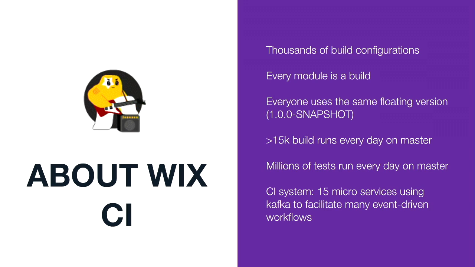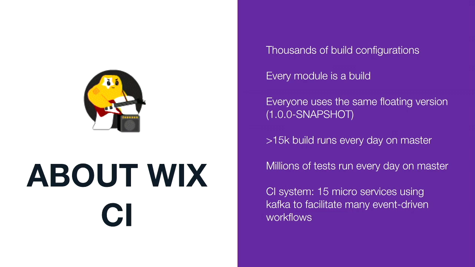Our CI system. We have thousands of build configurations, and every module is a build. We have services that basically automatically discover when you add a new POM XML or a new package JSON, and then they add it automatically to the build server. And they run it through matrix multiplications to find the shortest path to add the shortest triggers. We use same version, which is floating. So it's snapshot on Maven and latest on NPM. We have more than 50,000 build runs a day on master and millions of test runs on the master.